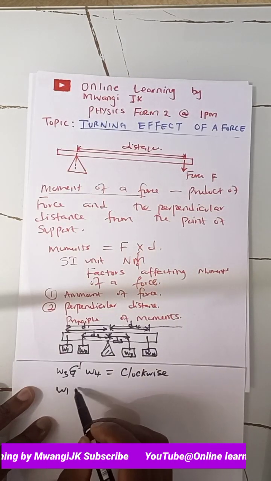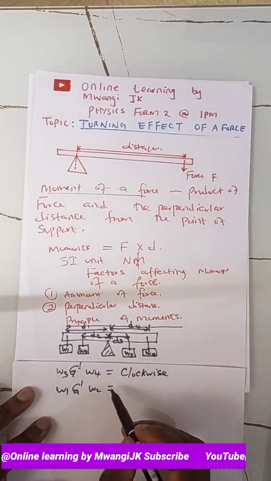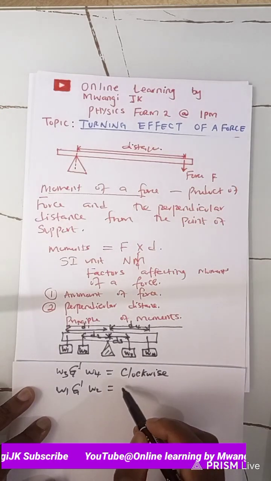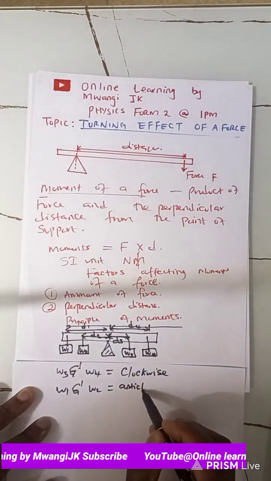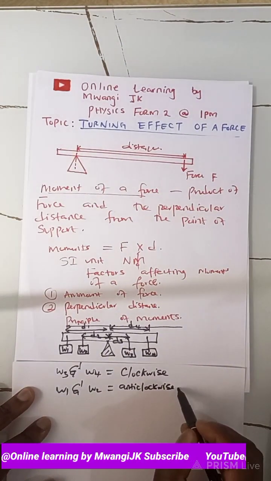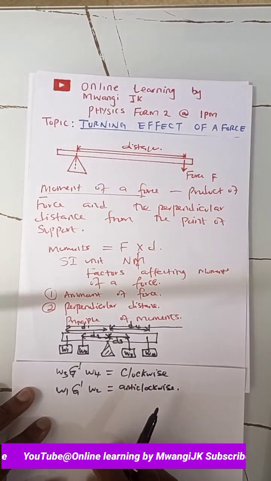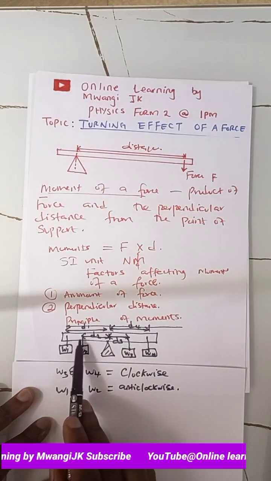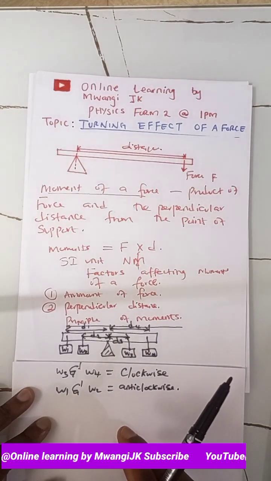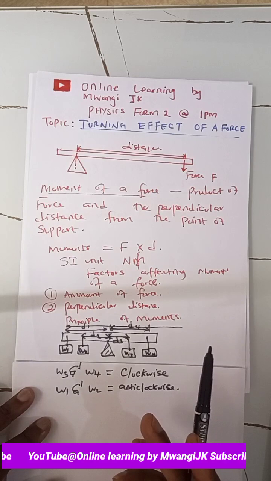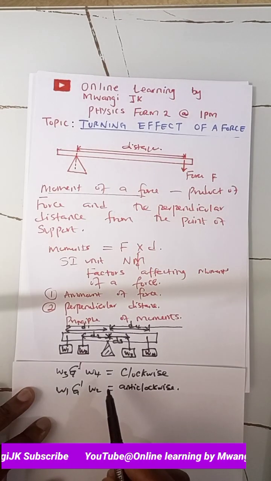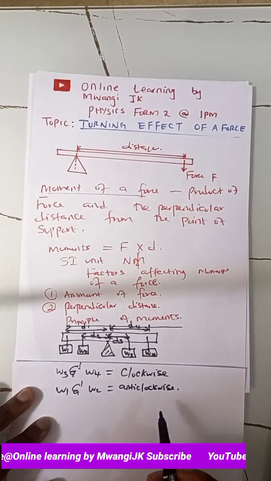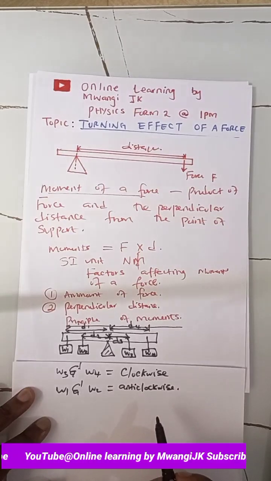While W1 and W2, if they are allowed to hang on this bar, it will be anticlockwise. By that I mean, when we are taking this moment from the pivot, and if this bar is at equilibrium, it means they are balancing. And that is when we bring this into conclusion and say, the sum of the clockwise moments and the anticlockwise moments are equal.